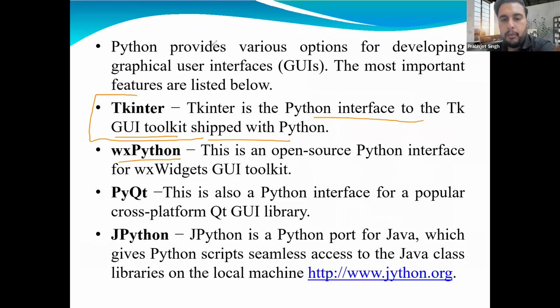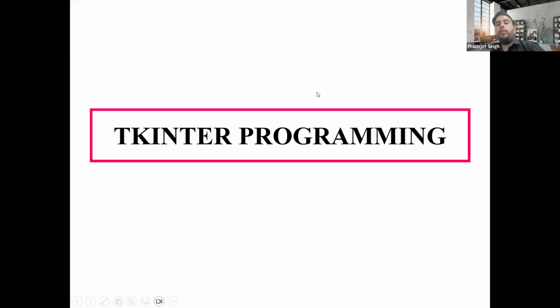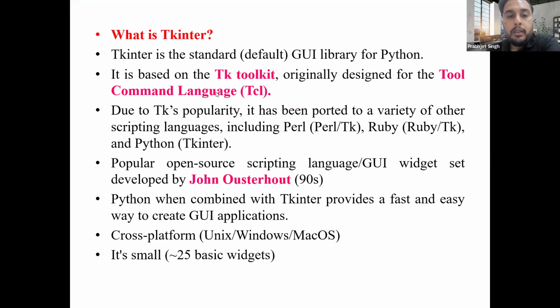And yes, there are many more options available to us, but more specifically, I'm talking about desktop apps. And in order to build those with a graphical user interface, this is the library on which we are going to work, the Tkinter program, right? This is the standard default GUI library available to us in Python. It is based on the TK toolkit, right?